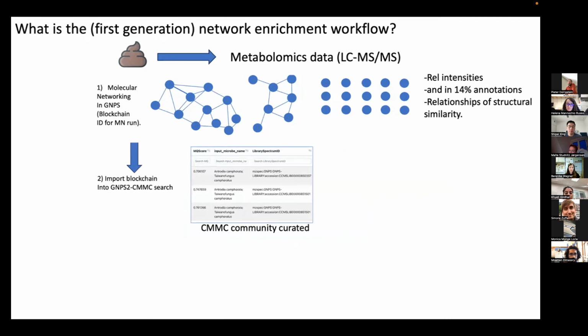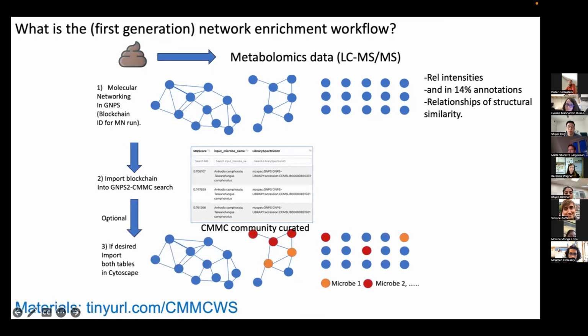So within our GNPS ecosystem, every analysis that's done gets a task ID. It's essentially a blockchain. And then we can combine this molecular network analysis, and that's what you will be learning today, with the knowledge base that the community has curated, so that you can import it into things like Cytoscape or other third-party tools and quickly recognize what might be a microbial metabolite.